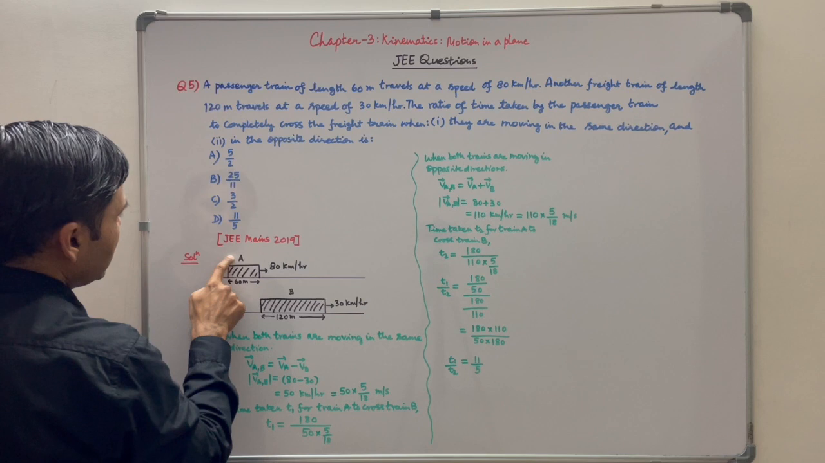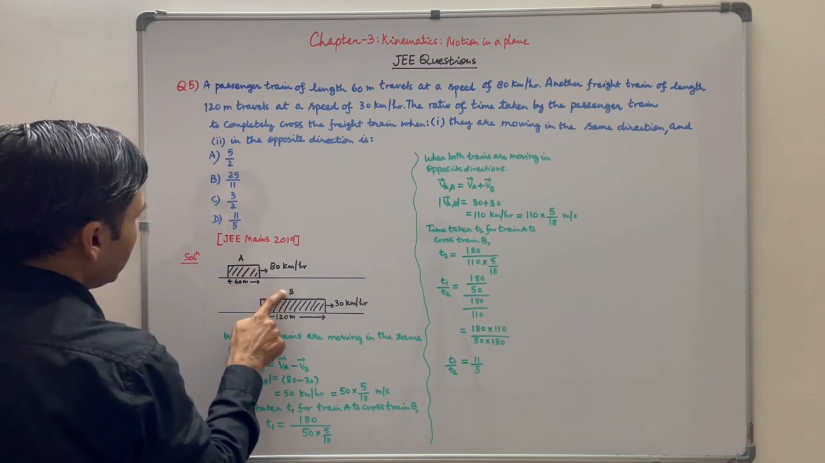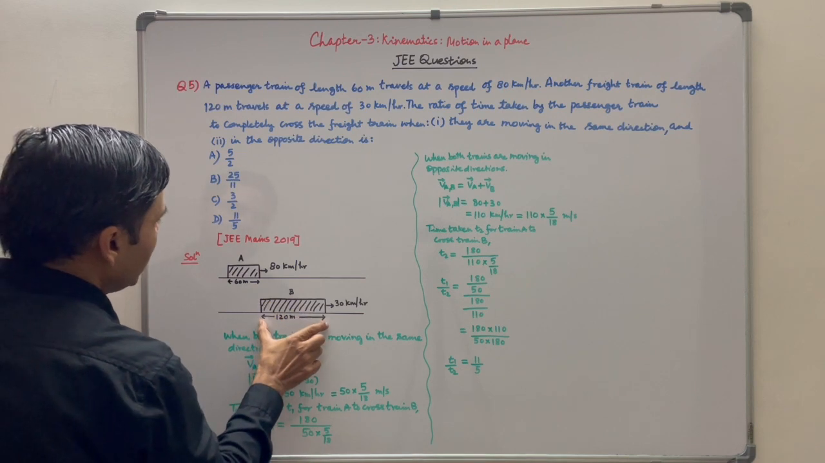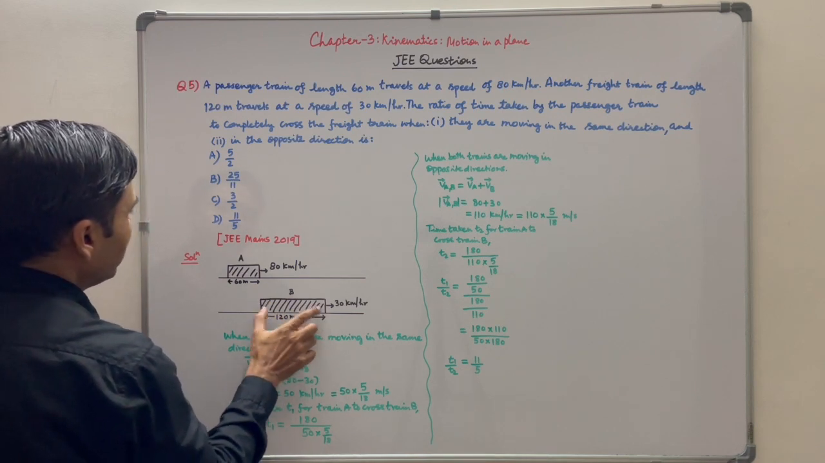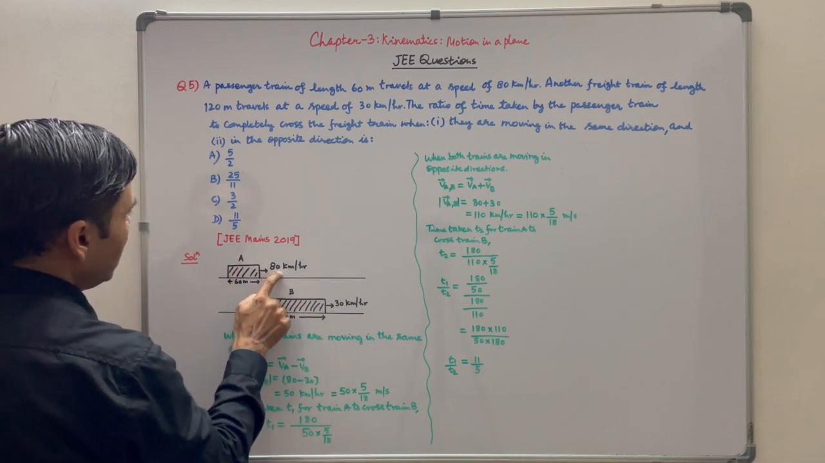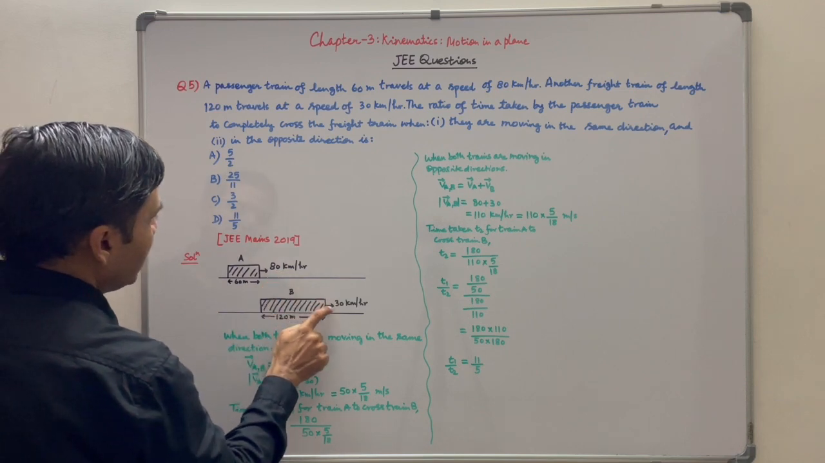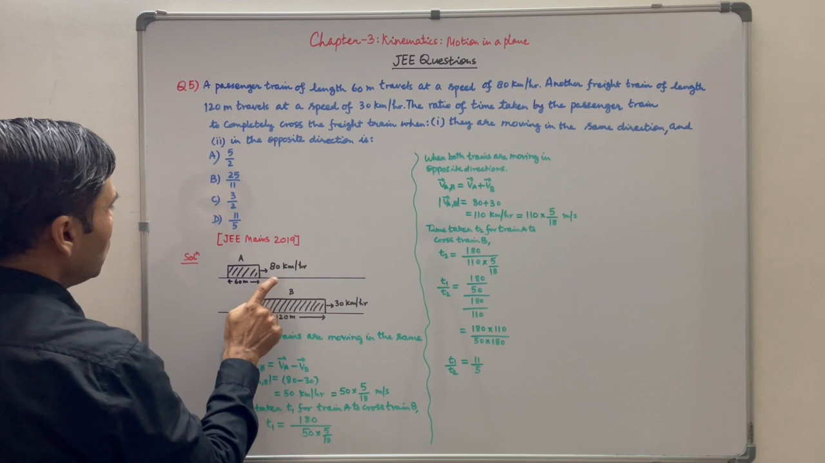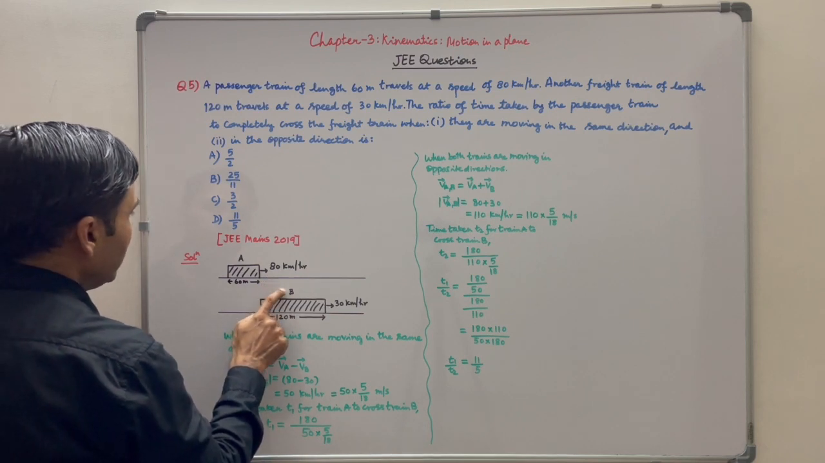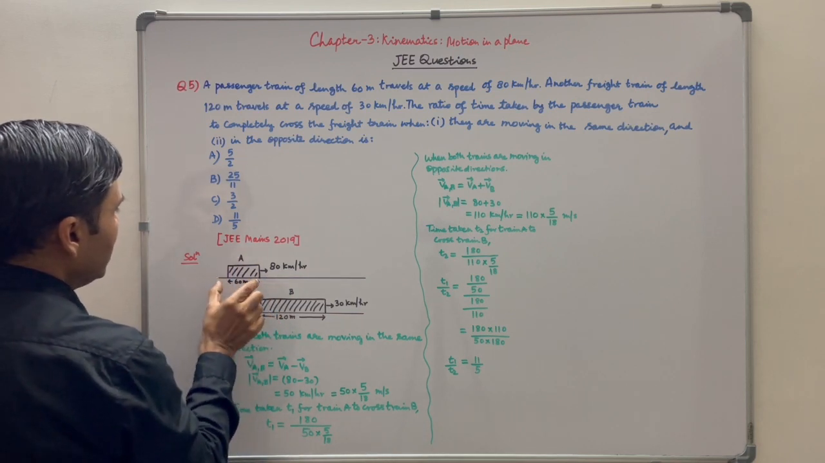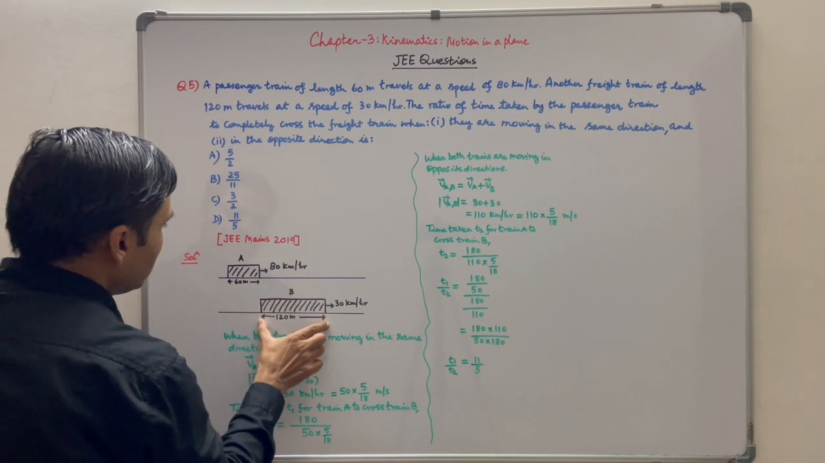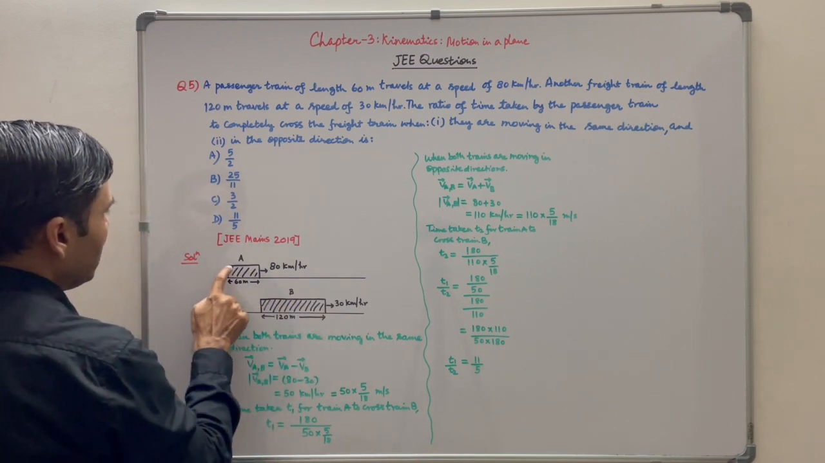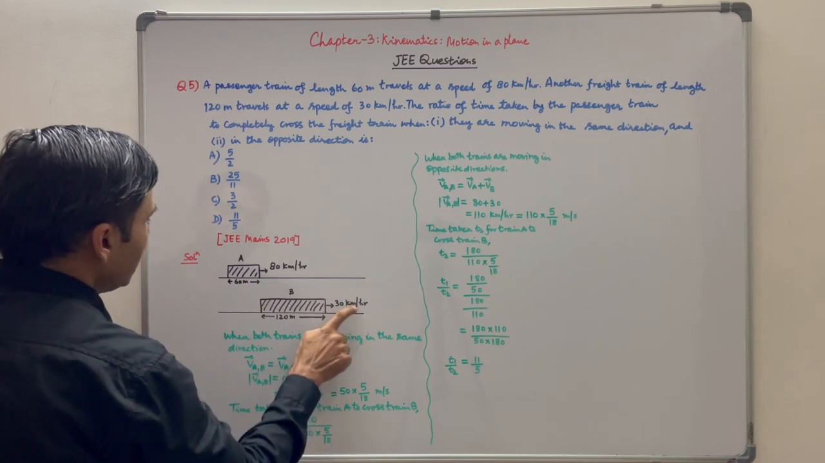Suppose A is passenger train and B is freight train. Length of passenger train is 60 meter and that of freight train is 120 meter. Speed of passenger train is 80 km per hour and that of freight train is 30 km per hour. To completely cross train B, train A needs to travel 60 meter plus 120 meter, that is 180 meter. Case 1, when both the trains are moving in same direction.